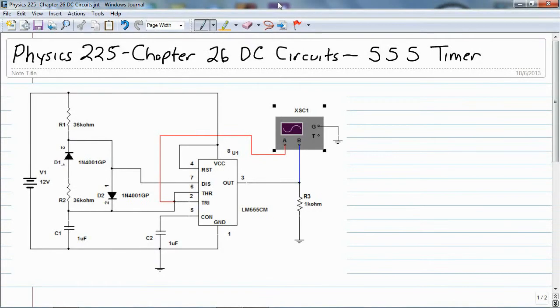Let's look at a practical circuit using this idea of charging and discharging capacitors. And this circuit is called a 555 timer. It's an astable multivibrator.